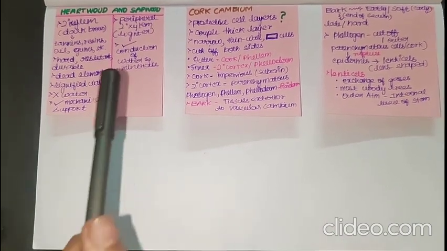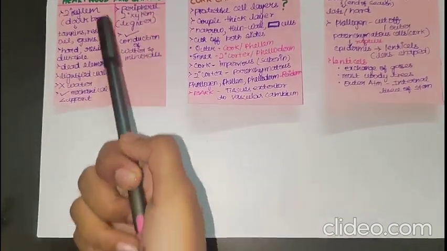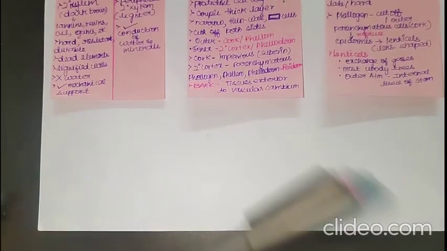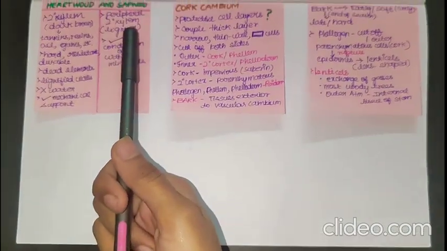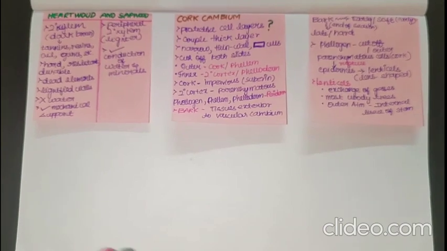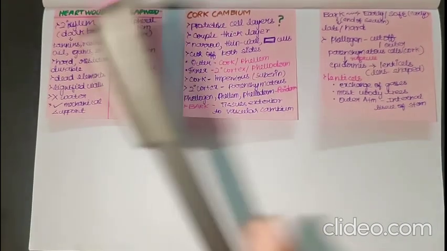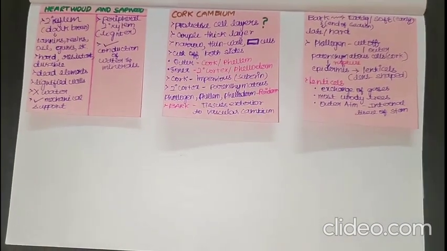to the plant. But in the case of sapwood, the secondary xylem is generally present in the peripheral region, which is the outer region, and there will be conduction of water and minerals. So this is about heartwood and sapwood.